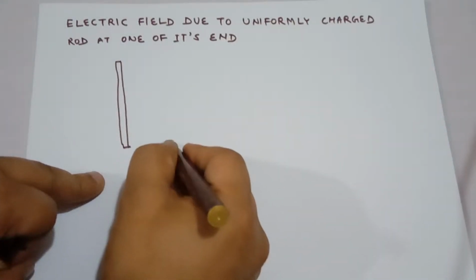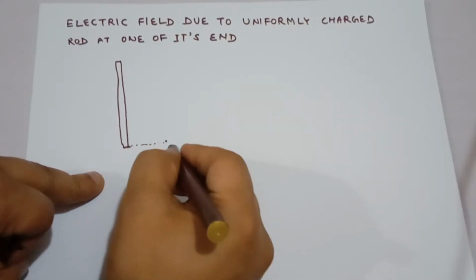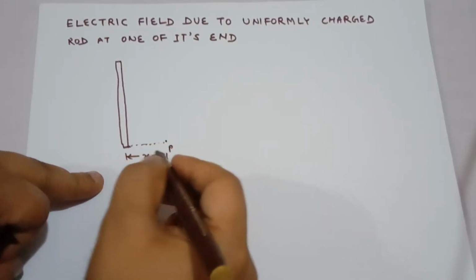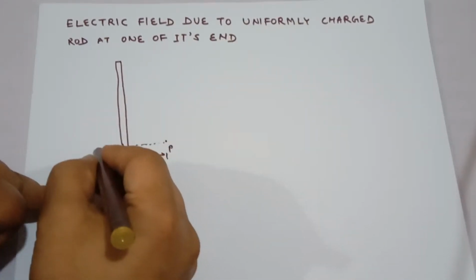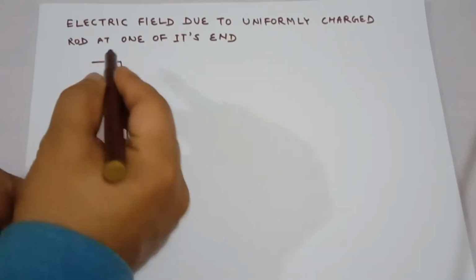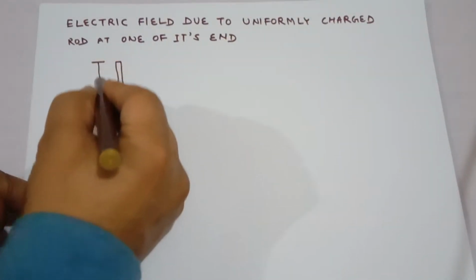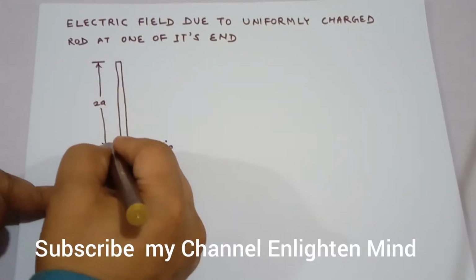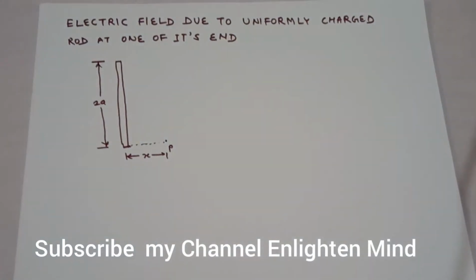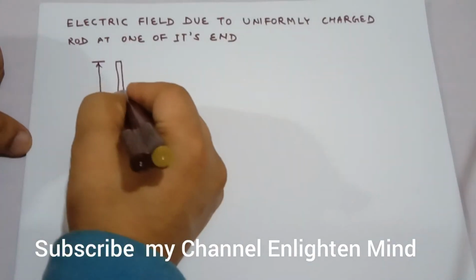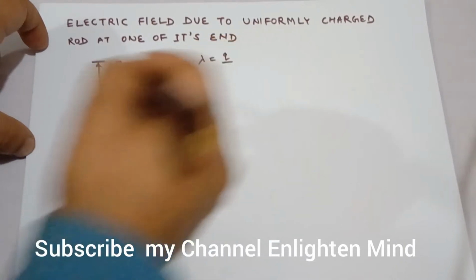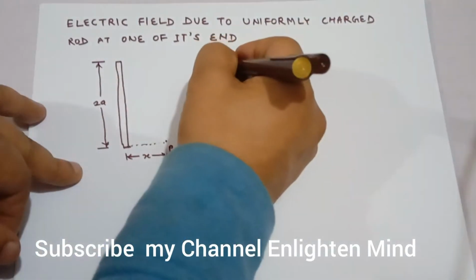So suppose we have a point P placed at a distance, suppose x, and the length of this rod is 2a, or it can be L also. In the previous lectures we took it as 2a, so this time we also take it as 2a. Lambda is the linear charge density, which is q upon the length of the uniformly charged rod, which is 2a.